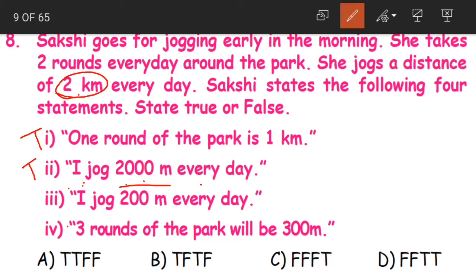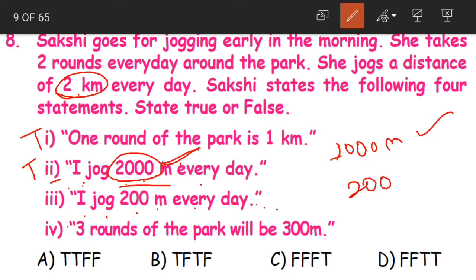Now coming to statement 3. I jog 200 meters every day. See here, in statement 2 she said that I jog 2000 meters. It is correct. Now when jogging 2000 meters is correct, will the statement I jog 200 meters be correct or wrong, children? It would be false. Yes, the true statement is statement 2, that she jogs 2000 meters every day. The statement 3 that says I jog 200 meters every day is false.